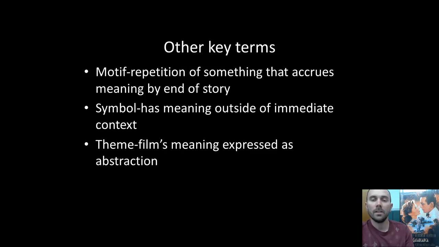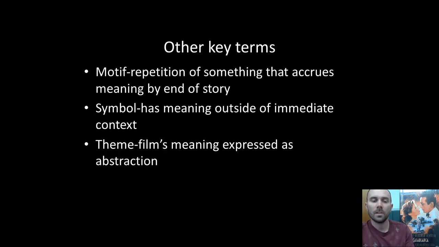Another narrational term we need to define is motif. A motif is a repetition of something. It could be a word, image, color, phrase. It could be an object, music, etc. It could be anything. But it gains some sort of significance by the end of the film.